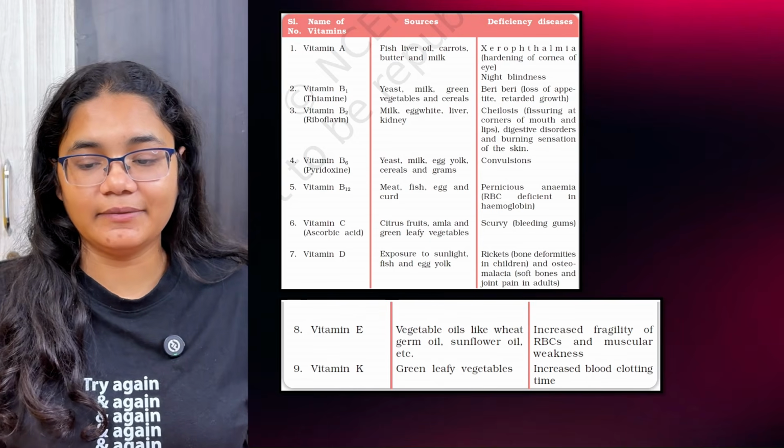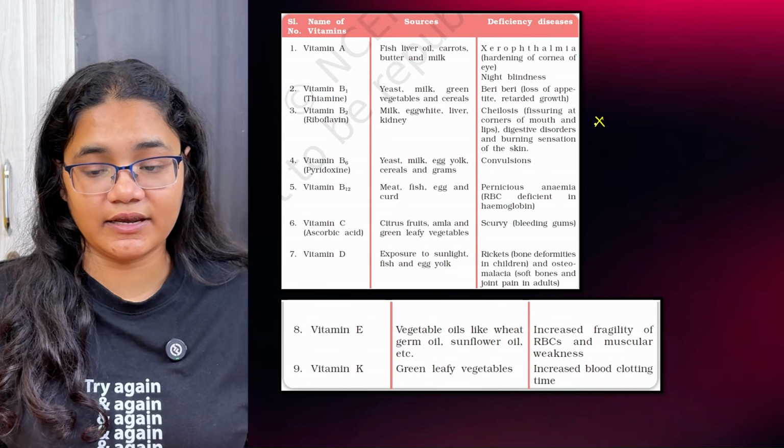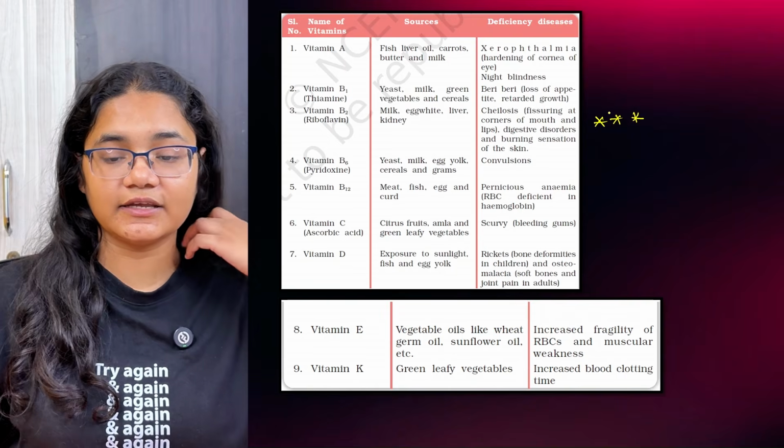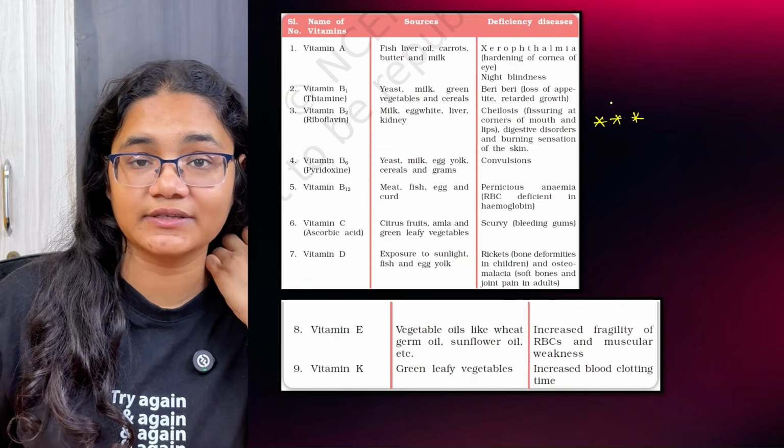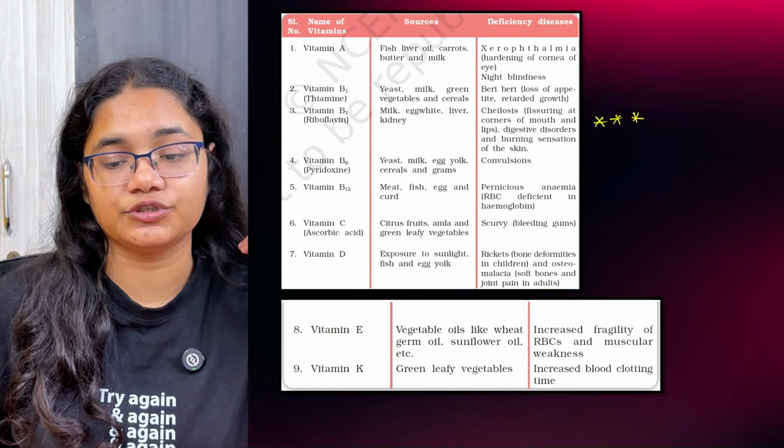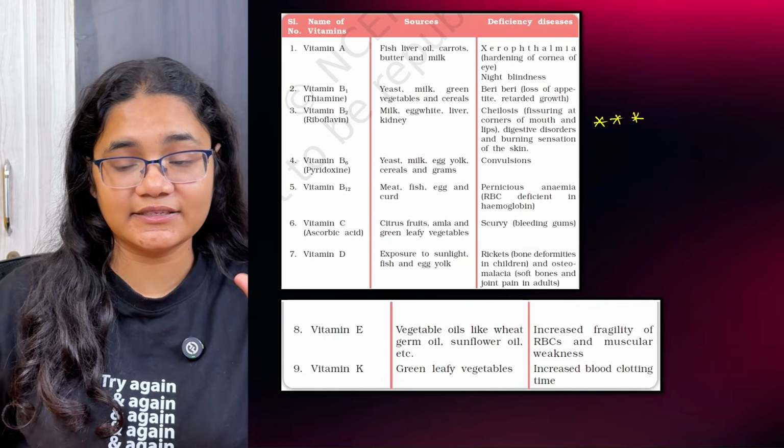Next, the vitamins and the deficiencies. This is a very, very important question. So at least in MCQs and all, this type of questions can be asked. So vitamins, their sources and their deficiency diseases, you should remember.